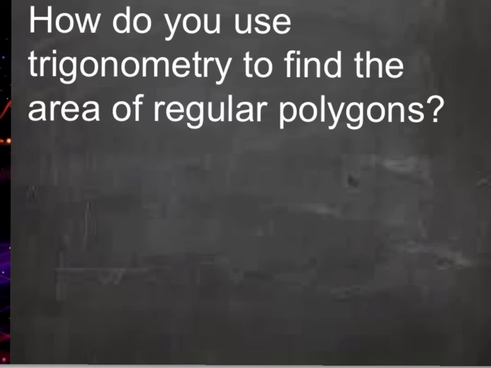So you may want to begin your summary as: to find the area of a regular polygon using trigonometry, you first need to, and I'll give it to you to help you guys out, you would first need to find the central angle. And that's when you're using trigonometry.